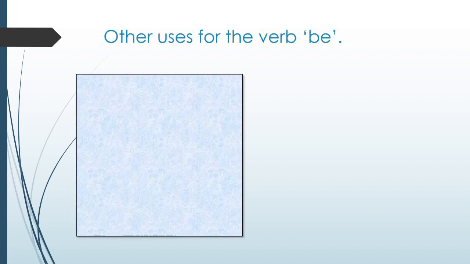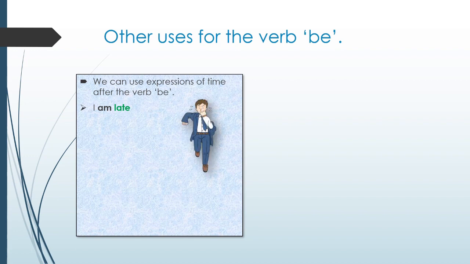Some other uses for the verb be. We can also use the verb be with expressions of time and with expressions of place. Let's take some examples with expressions of time. I am late. Late actually is an expression of time, which is the opposite of early. Late is used after the verb be. Another example, today is Monday. Another example about the time, it is 7:30.